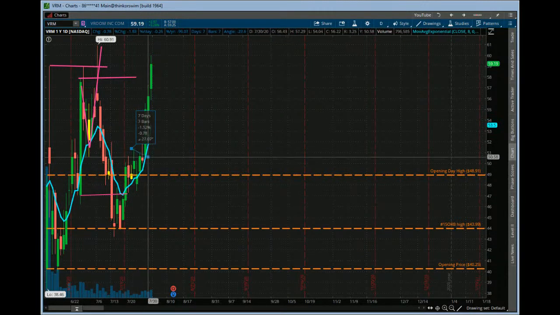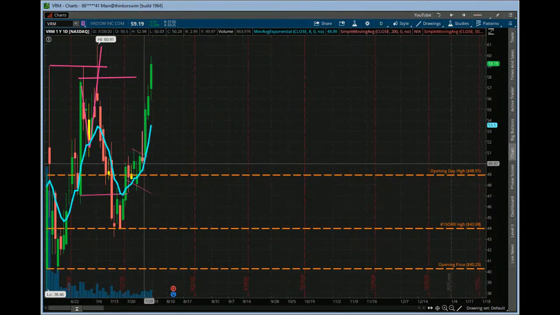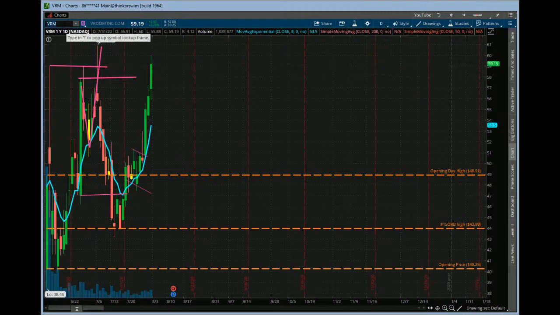Bull flag at the opening day high. I'm telling you, these IPO levels are important. Very, very big levels of interest. Then we exploded off of that one. Vroom, vroom. Very nice stuff.